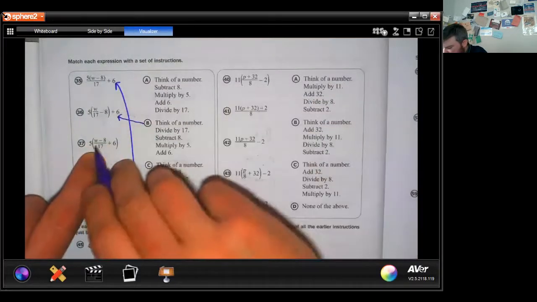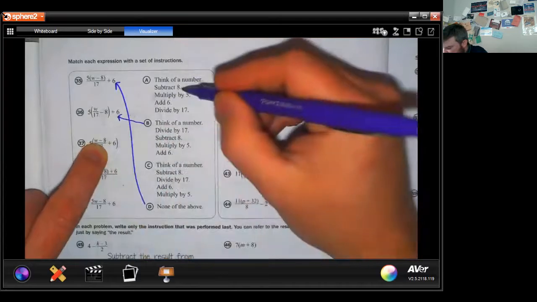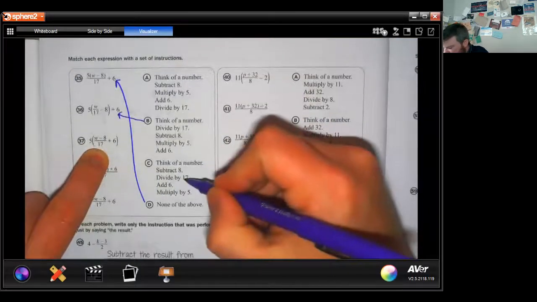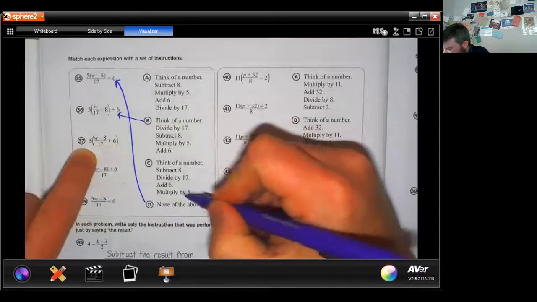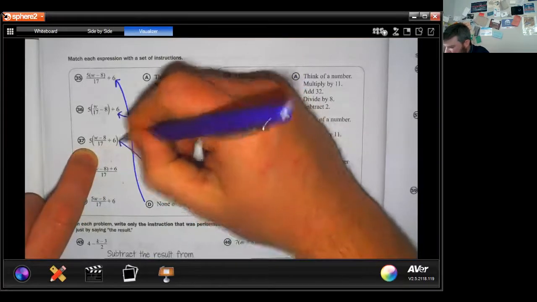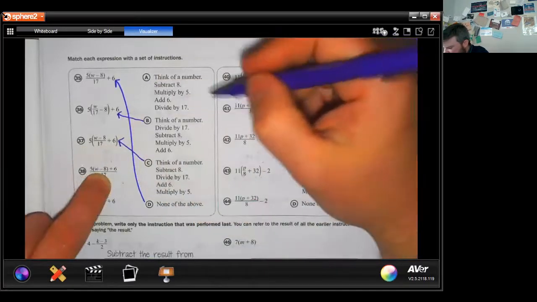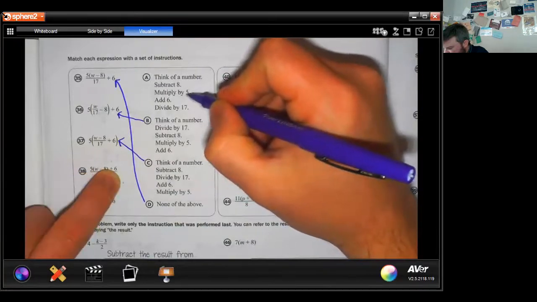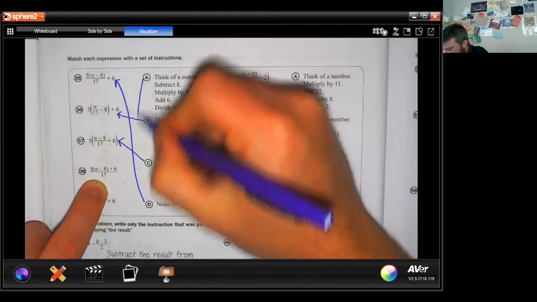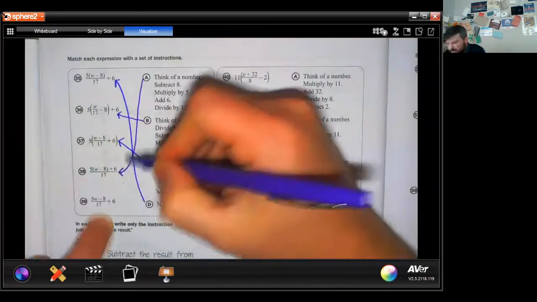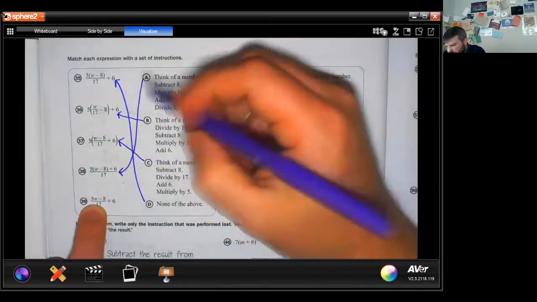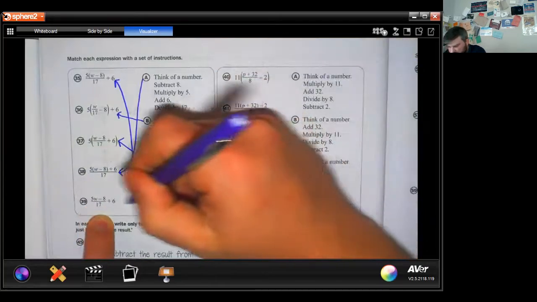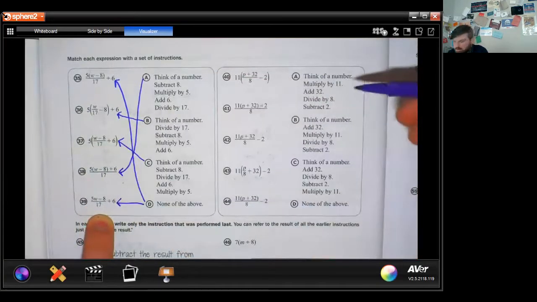Here we thought of a number, subtracted 8, then divided by 17. That's not that one. Subtract 8, divide by 17. We add 6 and then multiply by 5. It's that one. Think of a number, subtract 8. Multiply by 5. Add 6, divide by 17. So this is A. Okay, here we thought of a number multiplied by 5 first, and I don't see a multiply by 5. So there's 2 that get none of the above.